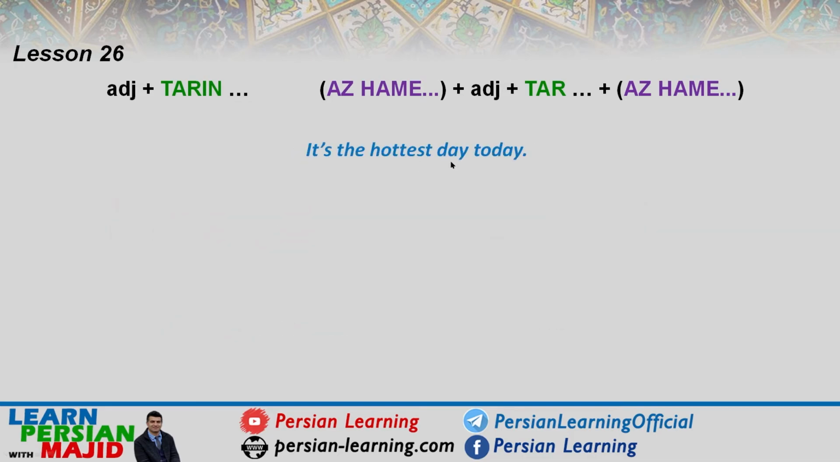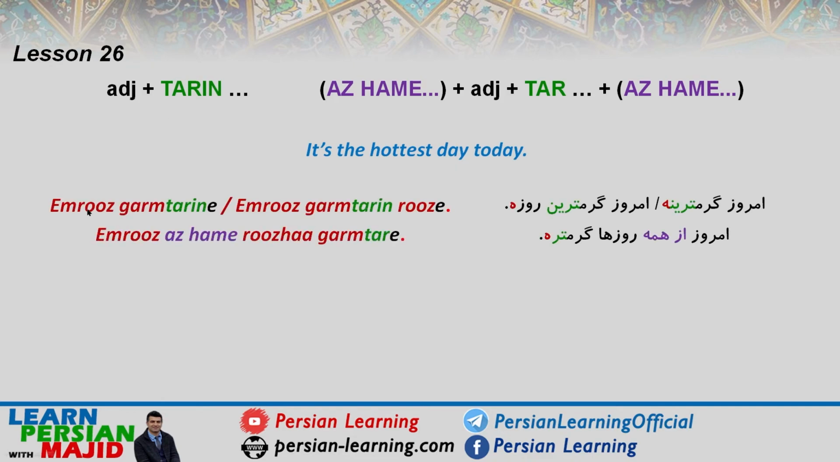It's the hottest day today. Or today is the hottest day. امروز گرمترینه, which is least popular. امروز گرمترین روزه. امروز از همه روزا گرمتره. This is also popular. Today is warmer or hotter than all other days.